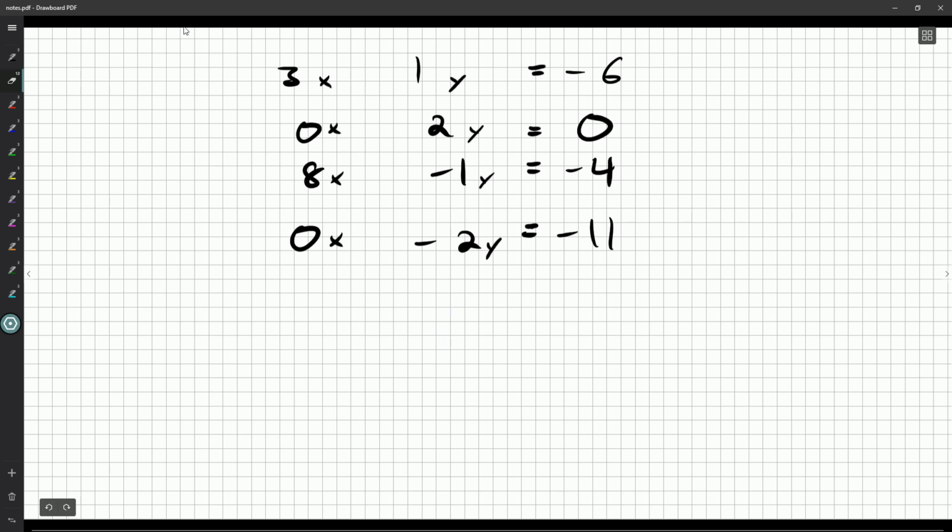Okay. Now, this looks good so far, but these aren't technically equations. Read the first one. It's 3x, 1y equals negative 6. These aren't the equations that we know. We need pluses. We introduce plus signs in between here. And now we've got equations.